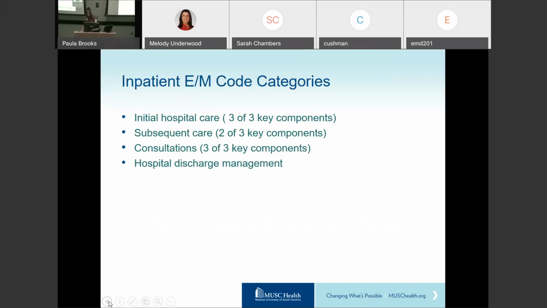The inpatient E&M categories are initial hospital care and subsequent care. We're going to go over some consultations and hospital discharge management. As you can see here, in initial hospital care, you still need 3 of the 3 key components, as well as consultations. But notice that with your subsequent care, sometimes referred to as progress notes or daily follow-up notes, you only need 2 out of the 3 key components. In hospital discharge management, later on, I'll go into more detail about that.